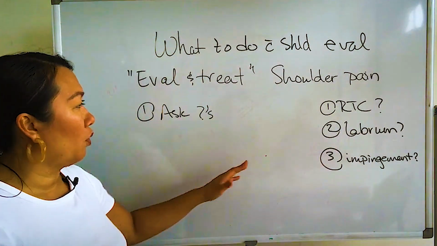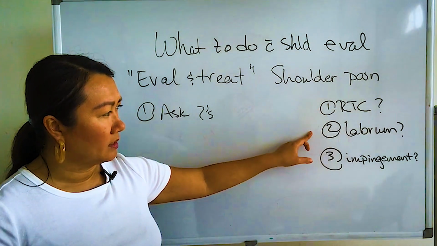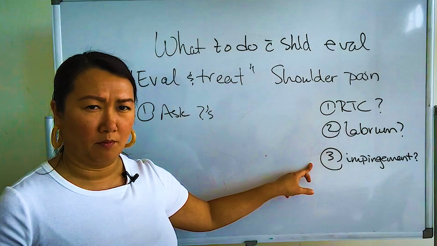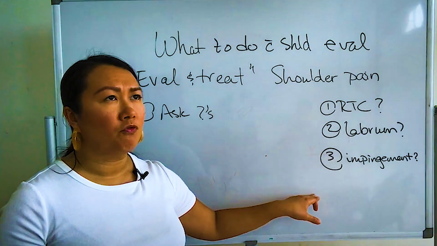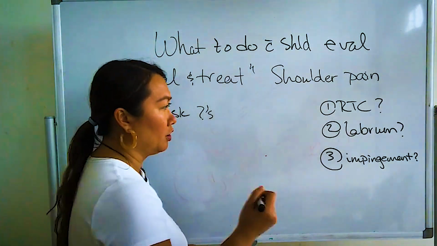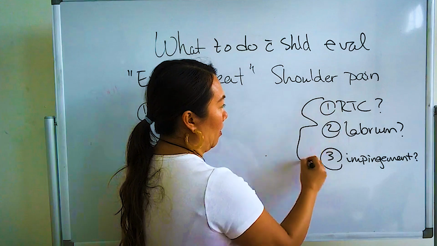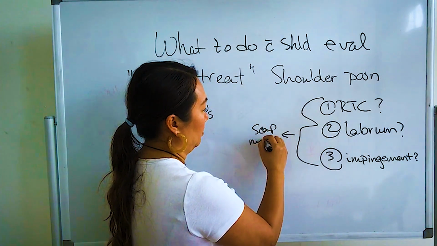So after you ask your questions, you need to decide, do I think this is a rotator cuff problem? Do I think this is a labrum problem? Or do I think this is an impingement problem? What about the scapula? Scapular movement can cause impingement issues. So all of that would affect scapular motion, right?